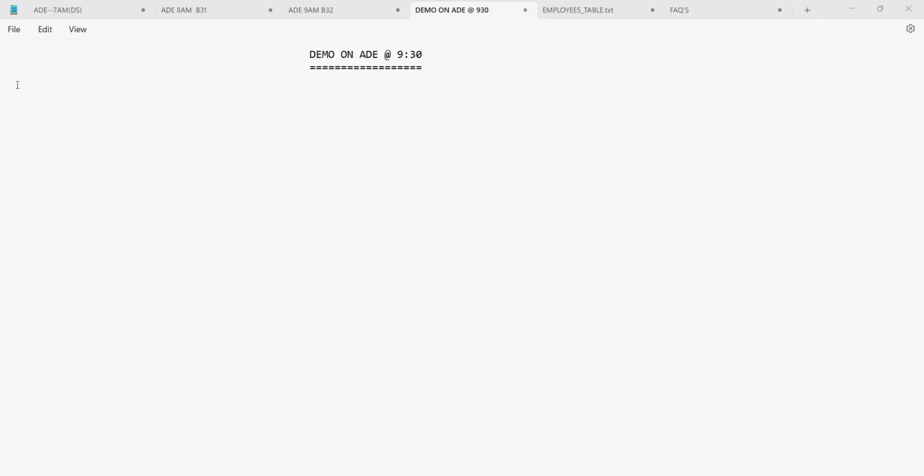So let's start with the Azure data engineering. Let's try to see first of all what is Azure data engineering. So when we talk about the Azure data engineering, what is Azure?